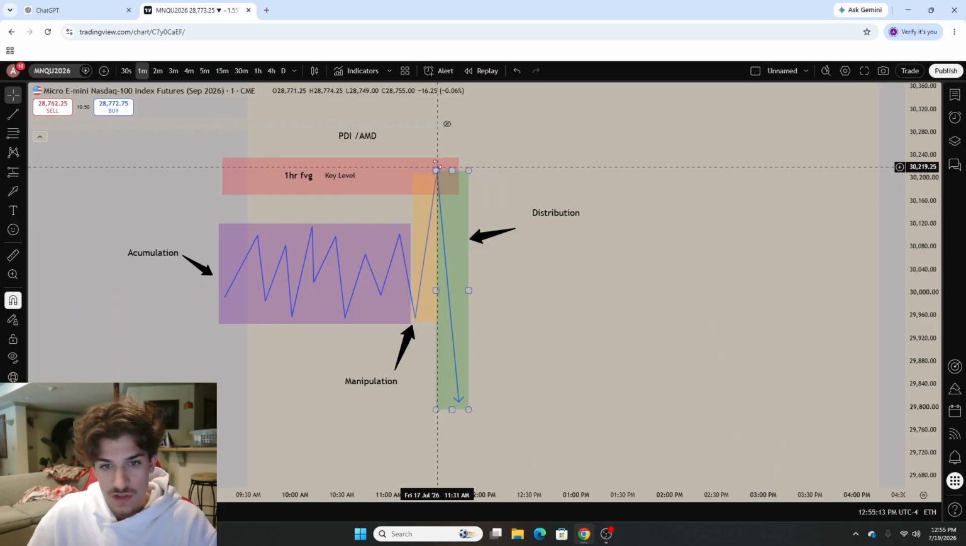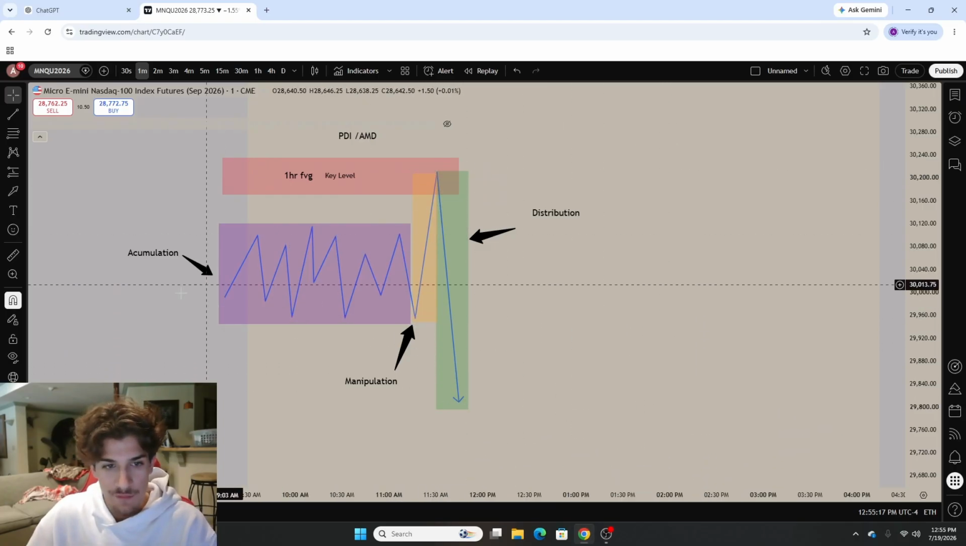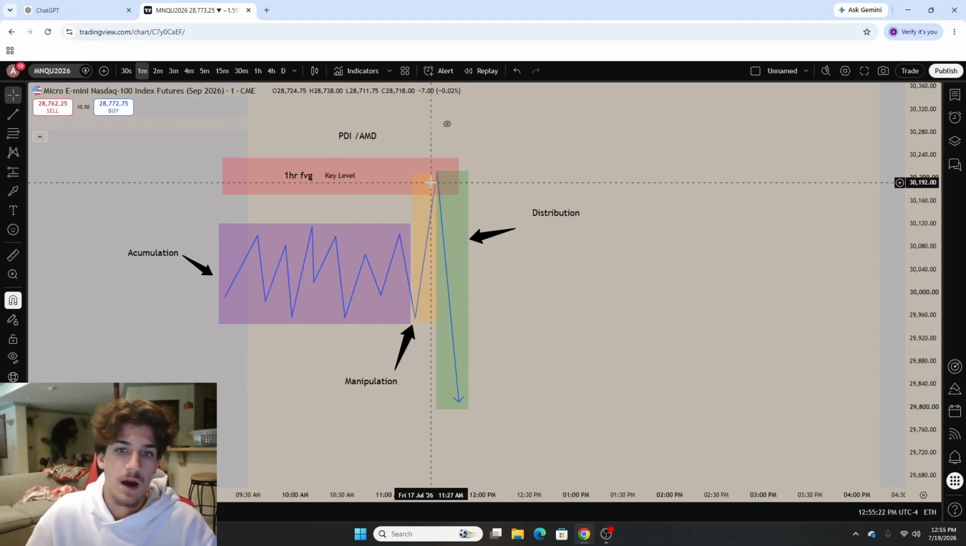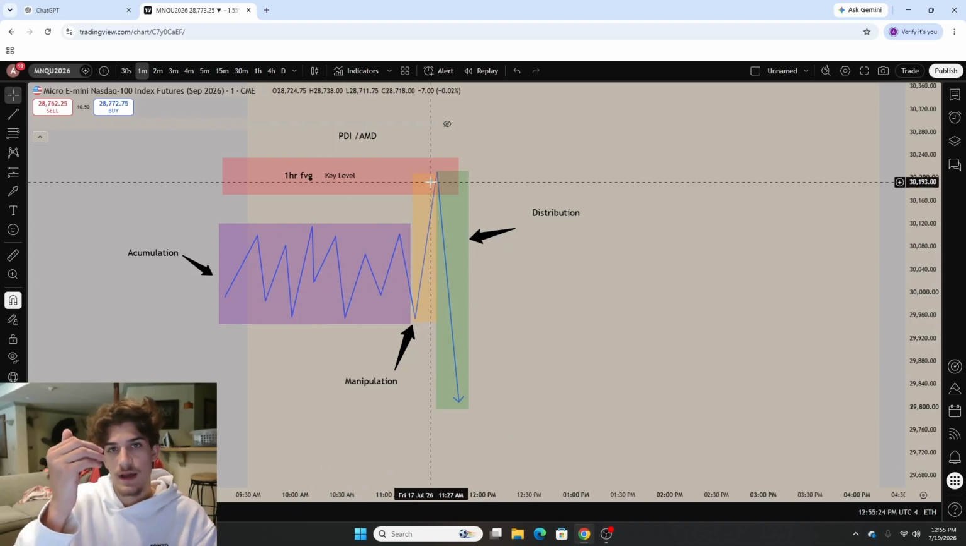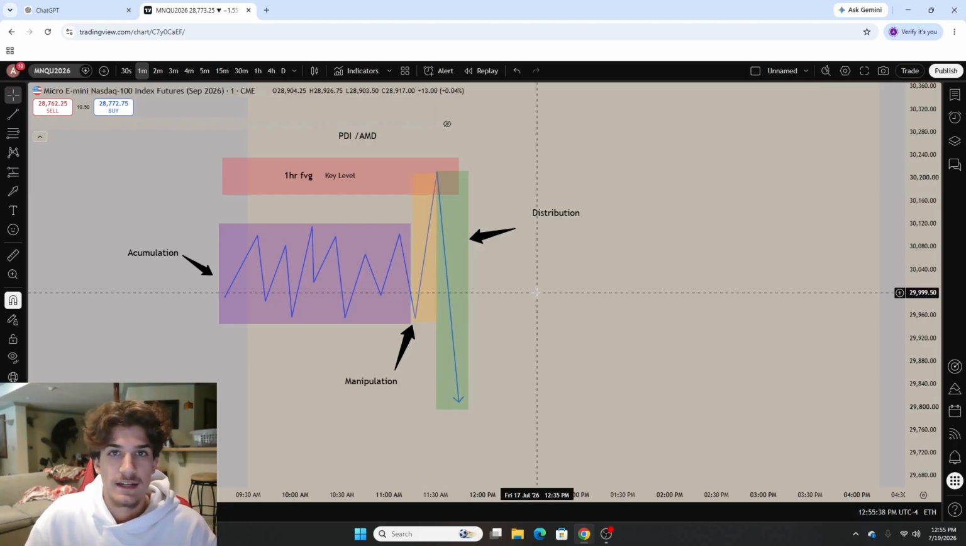And then our distribution is just us going in the way that we think it's going to go. So if price manipulates like this, and then we go higher into a key level, we can expect a distribution lower given context of high time frame narrative, all that kind of stuff. Like I said, this is just the bare minimum of what a PDI AMD model is. So when do you know when to get in on this move?